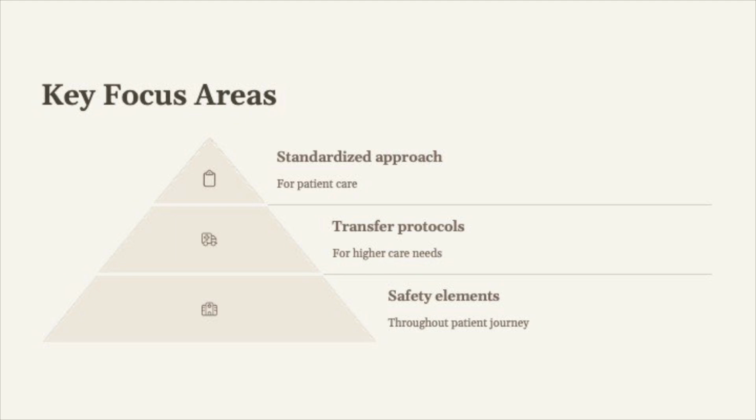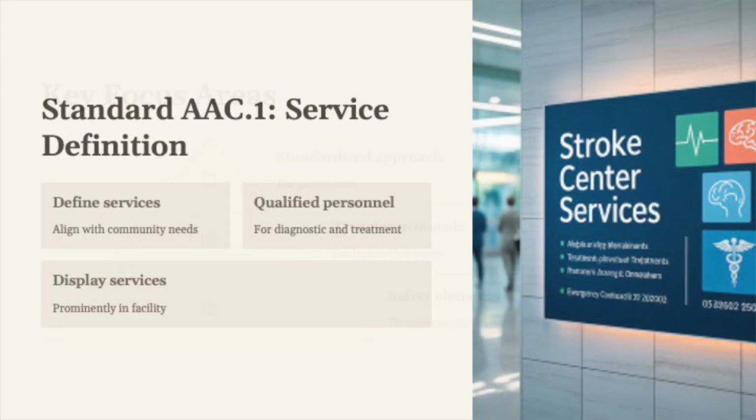This chapter focuses on three essential areas. First, a standardized approach to care delivery, so every patient is treated based on clearly defined processes. Second, robust mechanisms for transferring patients to higher-level facilities, if needed, especially in cases where the center's services are limited. And third, ensuring safety and consistency across every stage of the patient's interaction with the stroke center, from access to treatment to discharge.